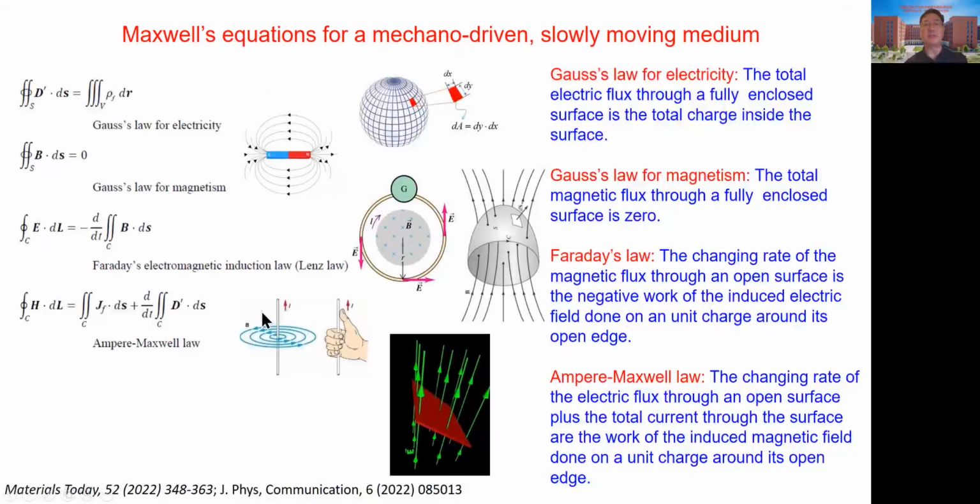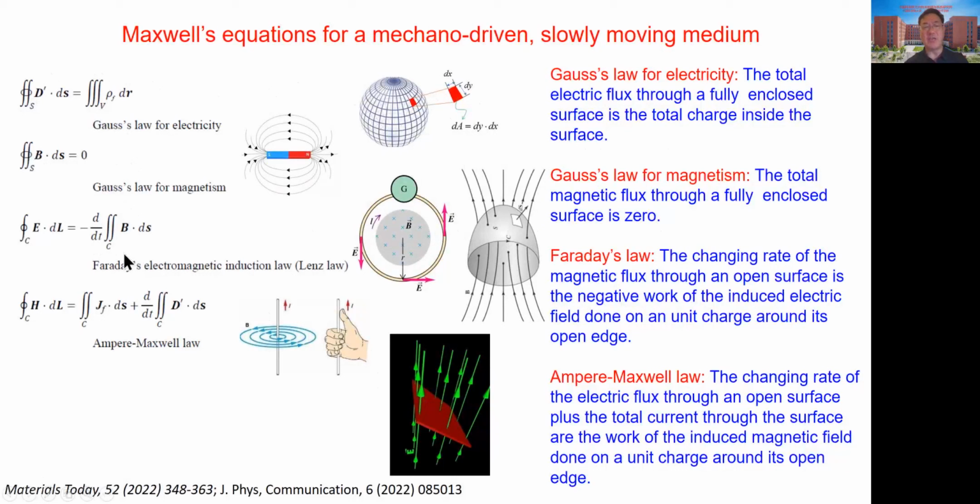Now let's look at the details. Let's see how we derive this. We start from the four integral equations from the four physics laws. First is Gauss's law: the flux integral of the electric field around a closed surface is the total charge inside the surface. The flux integral of the magnetic field around a closed surface is 0. That means no magnetic monopole. If you have an open surface, it must have an edge. The magnetic flux through the surface is this integral.